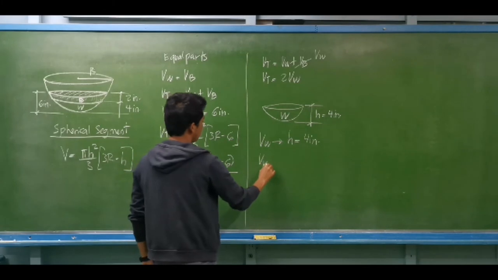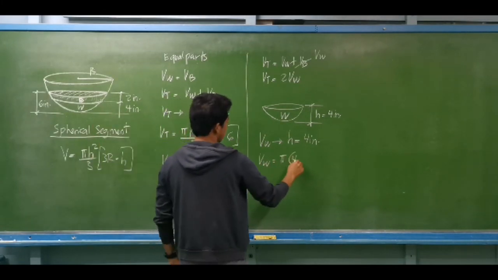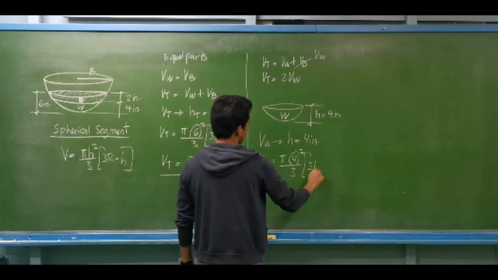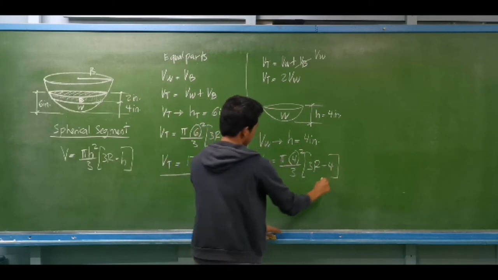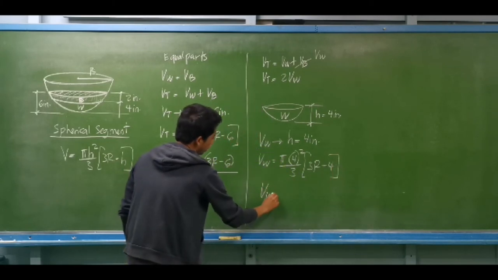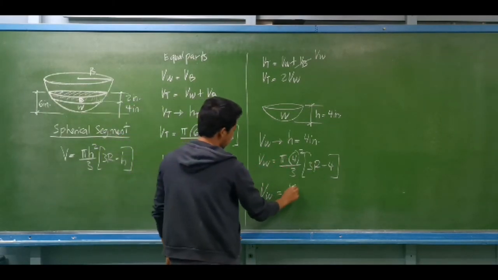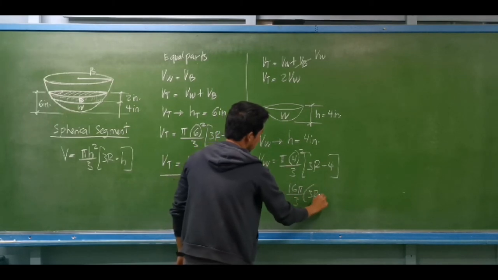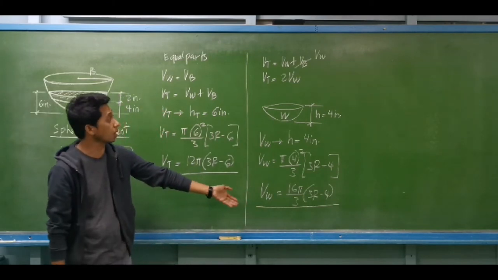So we have the volume white is equal to pi. Ano yung height ng white? That is 4 inches squared divided by 3 multiplied by 3 times the radius minus yung height ng white is 4 inches. So we have the volume of the white is the same as 4 squared. That is the same as 16 pi divided by 3 multiplied by 3 times the radius minus 4. So ito yung ating volume white.